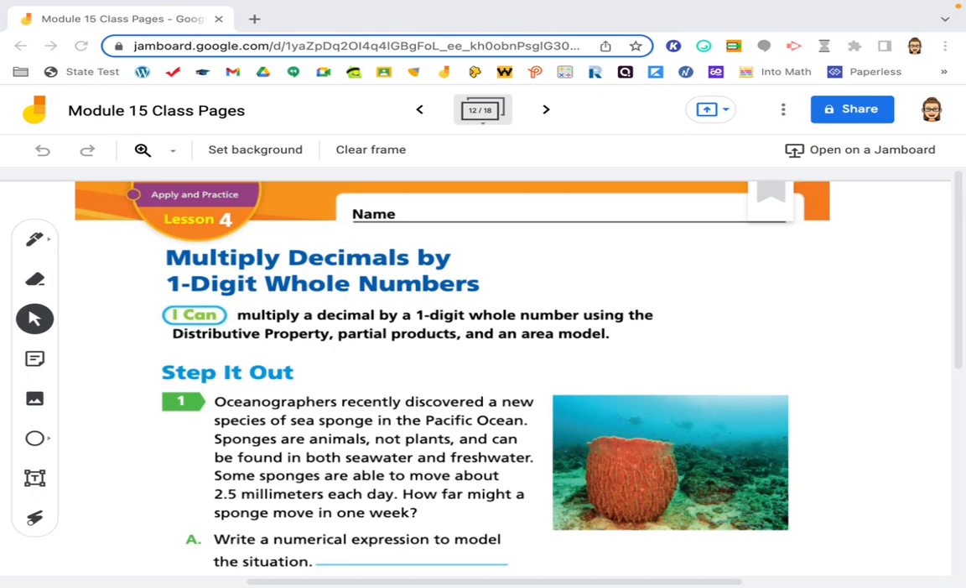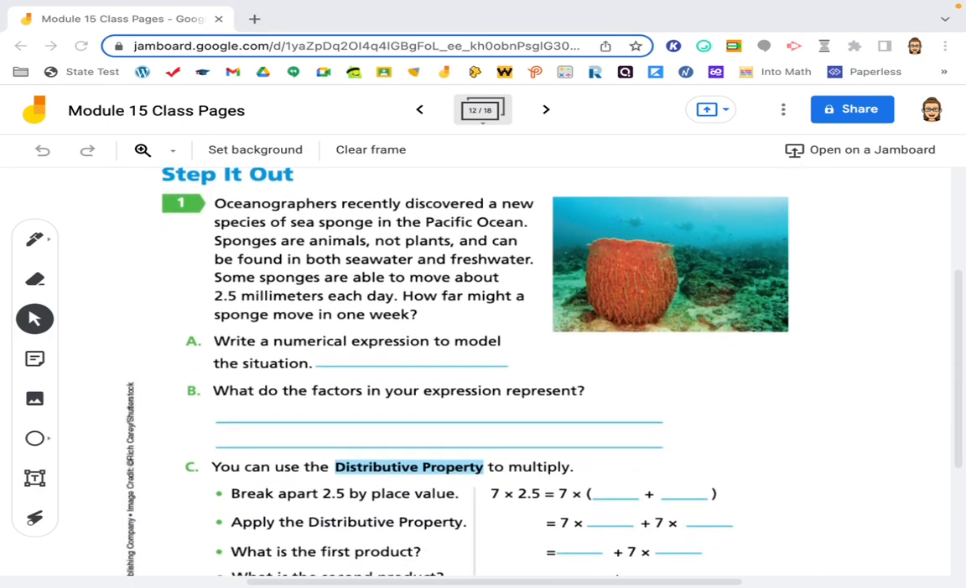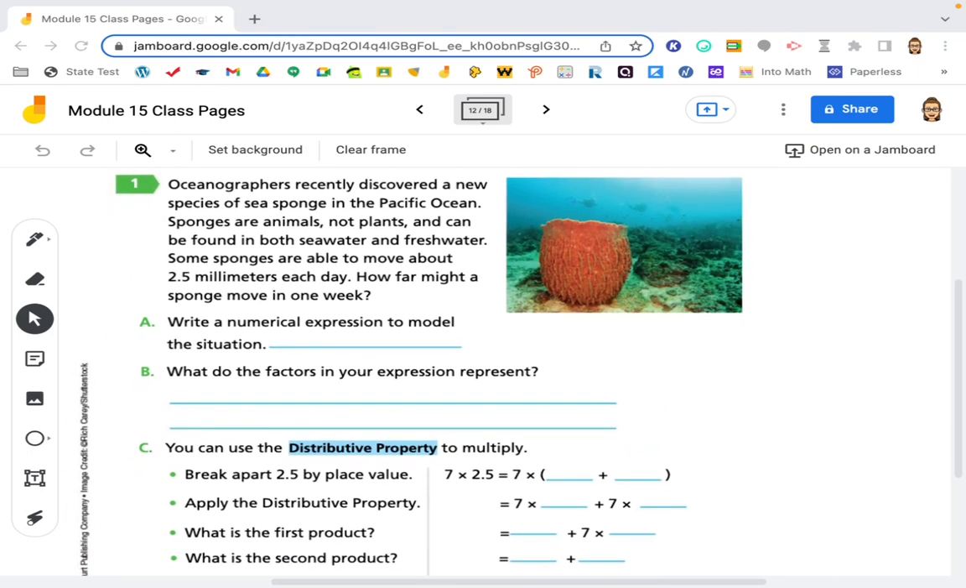So if we look at this first problem, it says, oceanographers recently discovered a new species of sea sponge in the Pacific Ocean. Sponges are animals, not plants, and can be found in both seawater and freshwater. Some sponges are able to move about 2 5/10 millimeters each day. How far might a sponge move in 1 week? Write a numerical expression to model the situation.